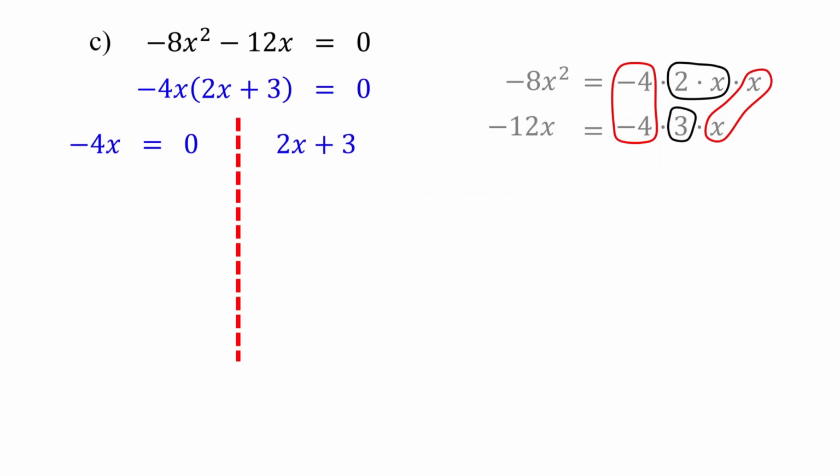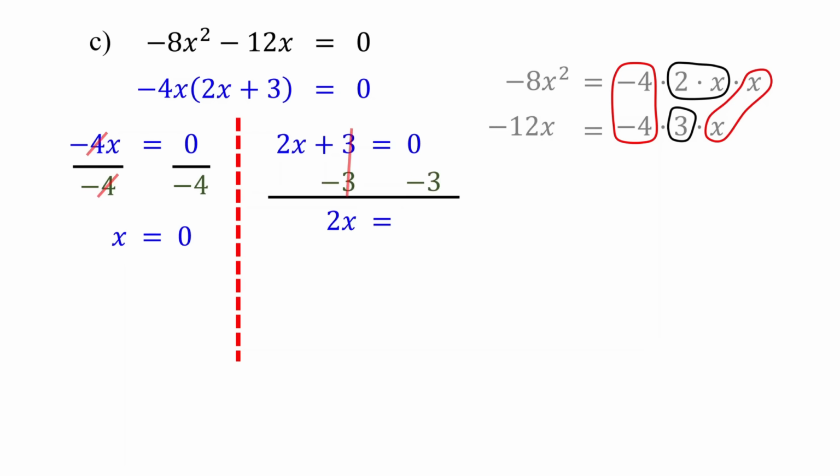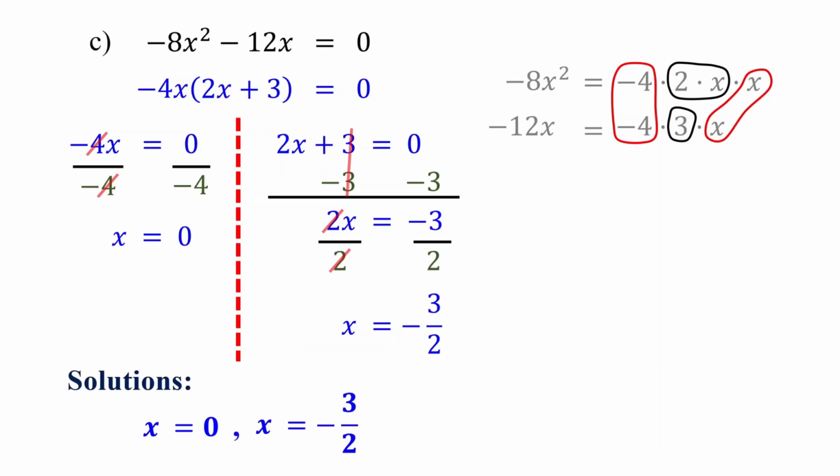Next, set each factor equal to 0 and solve for x. From the first equation, we get x equals 0. For the second equation, first subtract 3 from both sides to isolate 2x. Then divide both sides by 2 to isolate x. Therefore, the solutions are x equals 0 or negative 3 halves.